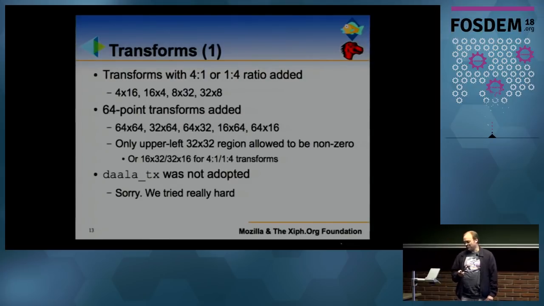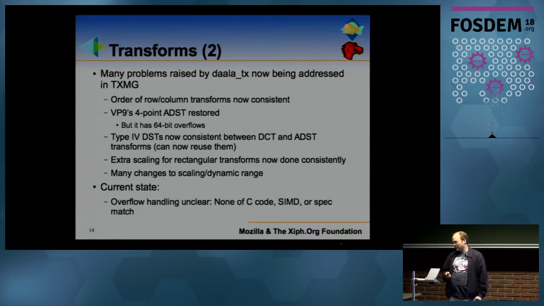So we had these great transforms from Daala called Daala TX. They weren't adopted. Sorry, we tried really hard. But we have been fixing a bunch of problems in the other set of transforms that was being proposed. So now the order of the row and column transforms is actually consistent for all the rectangular sizes, which wasn't true before. We put VP9's 4-point ADST back because it has lower latency in hardware than what was being proposed. But now we found out that it has 64-bit overflows, so somebody's fixing that.